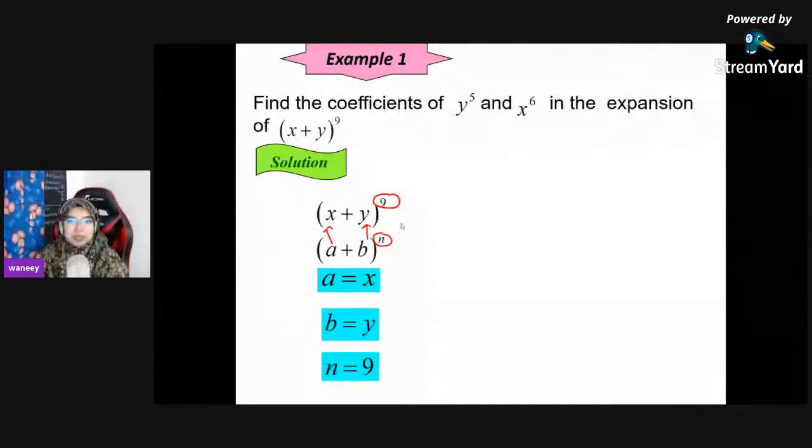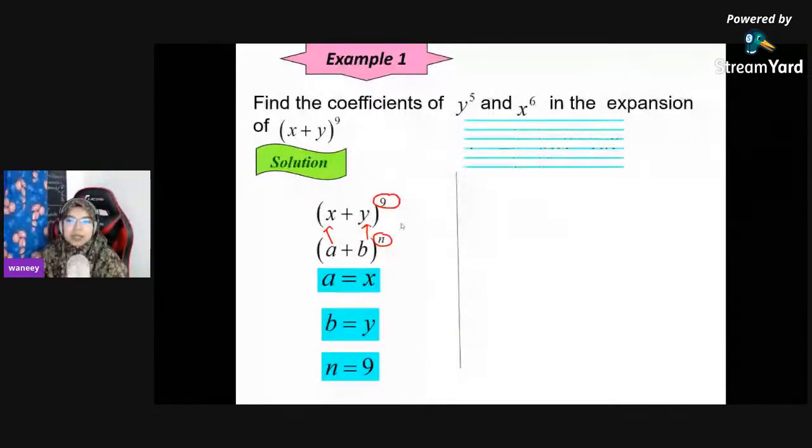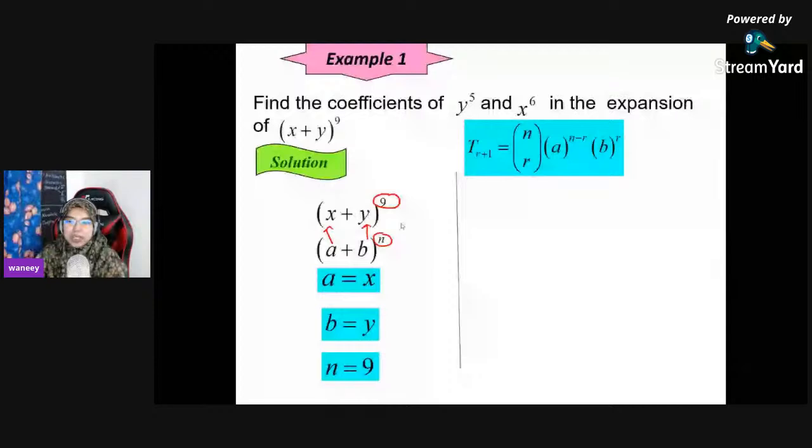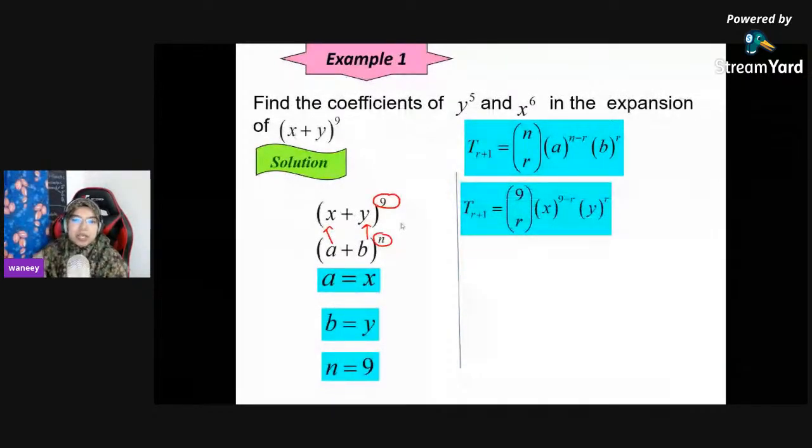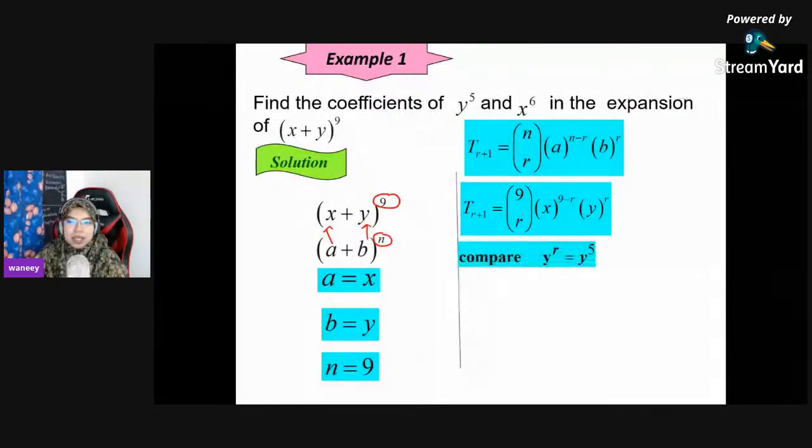Okay, so let us substitute into the formula. T(r+1) is nCr, a to the power of n minus r, b to the power of r. So substitute, n is 9. So we are going to get 9Cr, and then x, because this is a, so x to the power of 9 minus r, and then y to the power of r. Okay, so now let us compare.